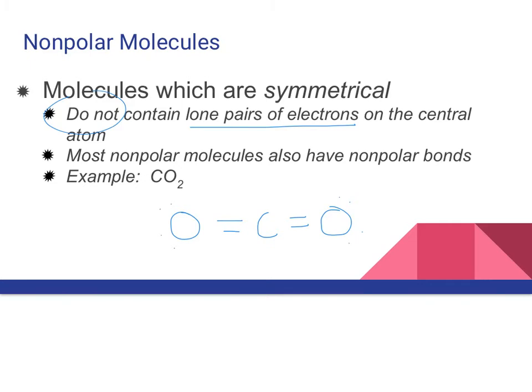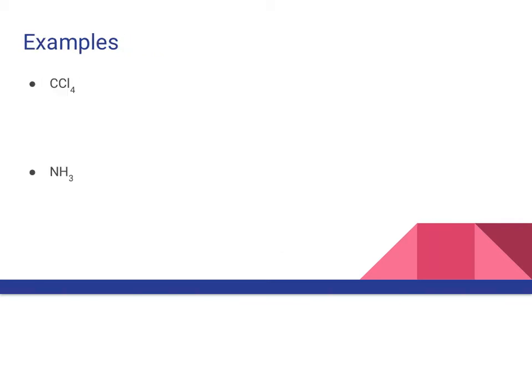Okay, once again, we're focusing in on that central atom, and this carbon has two bonds on each side coming out of it for a total of 4 bonds. There are no lone pairs on the central atom, and therefore we would classify CO2 as a nonpolar molecule. Okay, let's do 2 more examples.